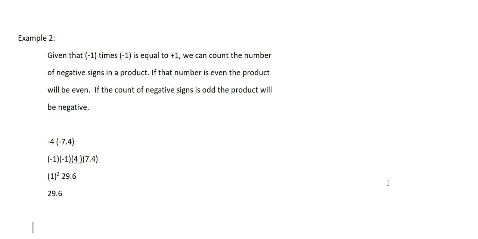Given that minus 1 times minus 1 is equal to positive 1, we can count the negative signs in a product. Okay, if it's an even number, if they all pair up, then the product of that multiplication is going to be a positive number. If the number of negative signs is odd, the product is going to be negative.